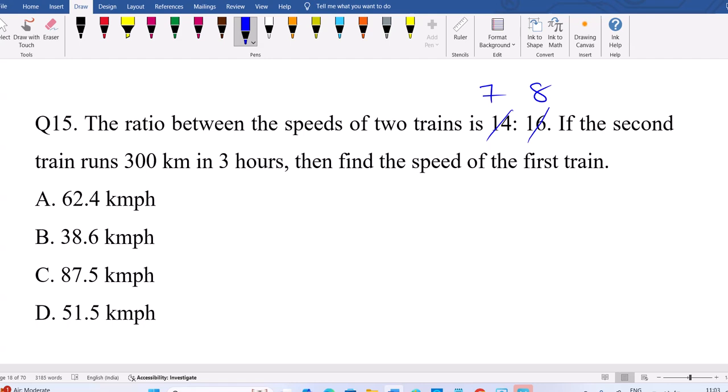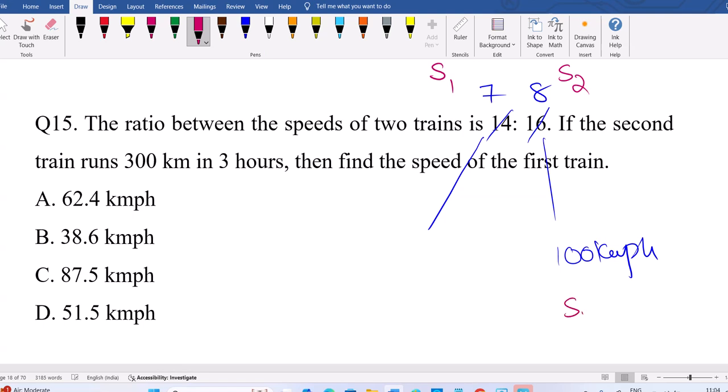And in fact, in your previous questions database, there is data of 200 kilometers in 2 hours. But now they put it as 300 kilometers in 3 hours. Both are the same. 300 kilometers in 3 hours means your speed is 100 kilometers per hour. Now listen, this is the first train speed, and this is the second train speed. Second train speed is 100 kilometers per hour, because distance 300, time taken 3 hours, indicates 100 kilometers per hour. 8 related to 100 is a 12.5 multiplication.